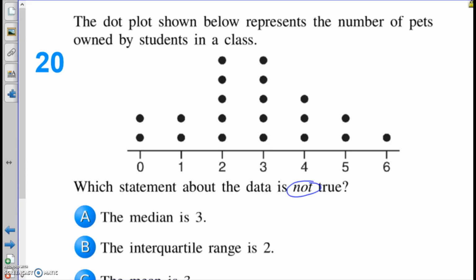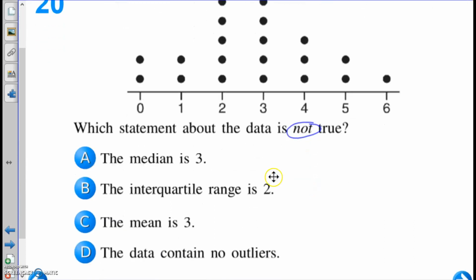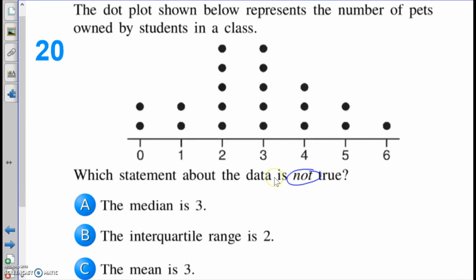The median is 3. The interquartile range is 2. The mean is 3. So remember, we always want to test all these choices for true, false questions like this, not just think one is the answer and move on. And the way to really best get this is from the data in our calculator by doing one variable statistics. So I'm going to type all this stuff into my calculator.